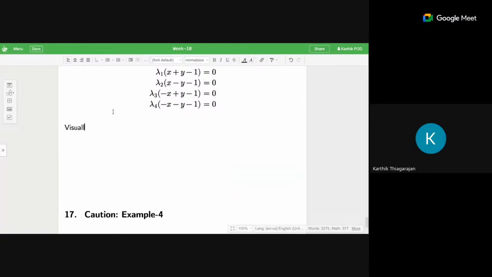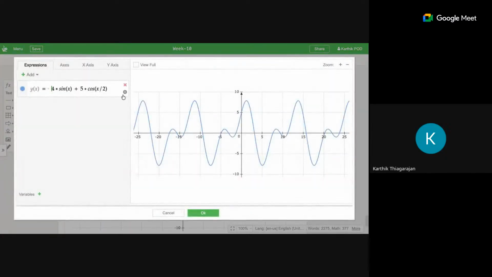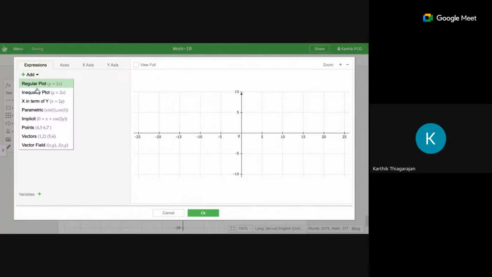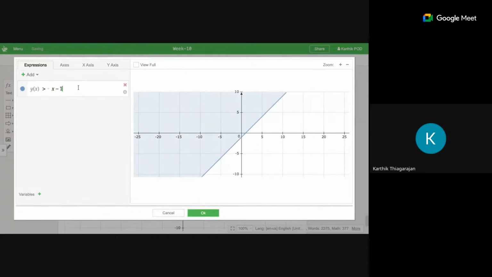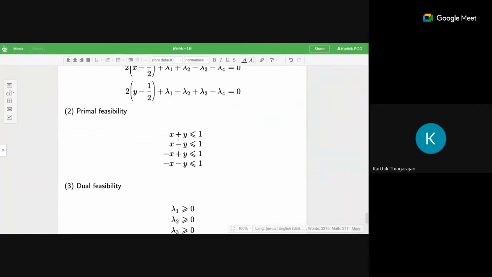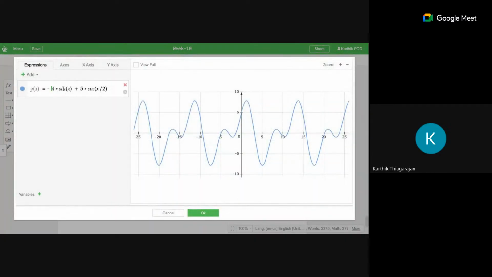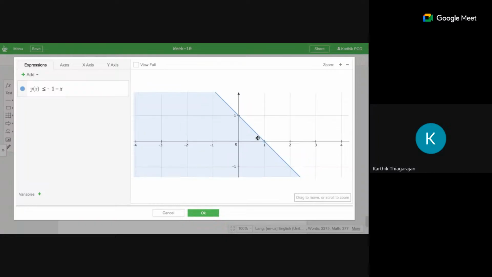Okay, so visually what is happening is the following. If you plot these curves, these are actually very nice inequalities. So these are of the form y greater than x minus 1. In fact, it's less than or equal to. What are the constraints? x plus y less than or equal to 1. So y is less than or equal to 1 minus x. Okay, this will be one region.